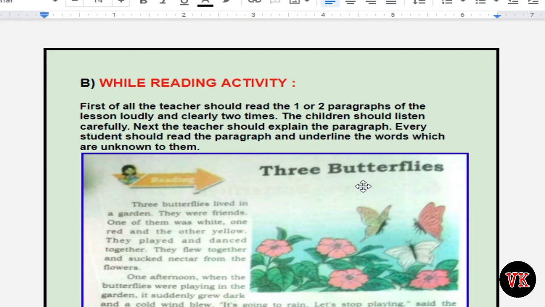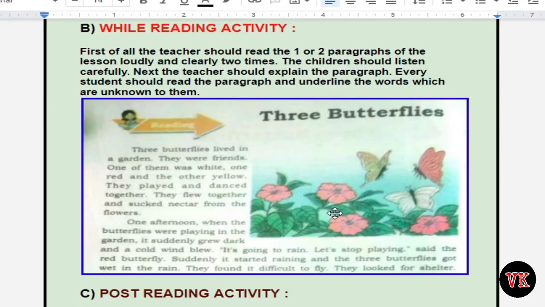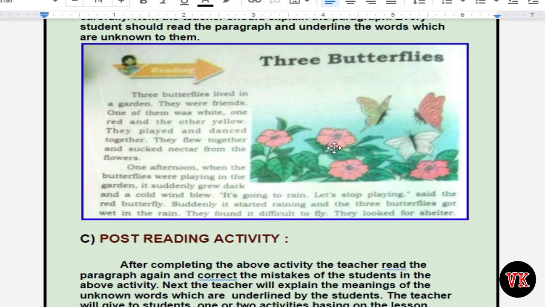First of all, teacher should read the 1 or 2 paragraphs very loudly and very clearly to the students. Then the students should read the 1 or 2 lines or some paragraph and they underline the unknown words to them. You see here, the butterflies lesson is there. In this lesson, 2 paragraphs are there. I will read 1 paragraph.